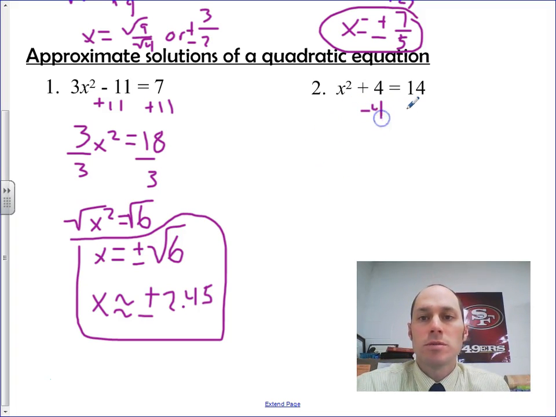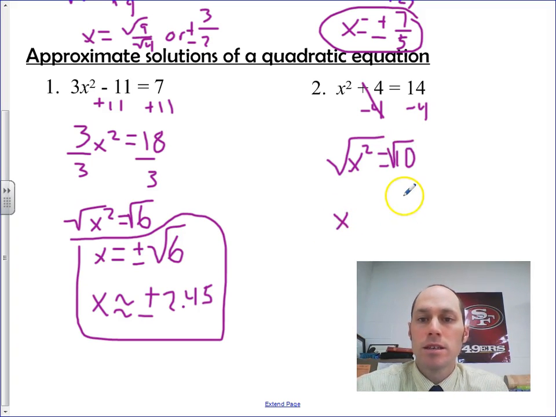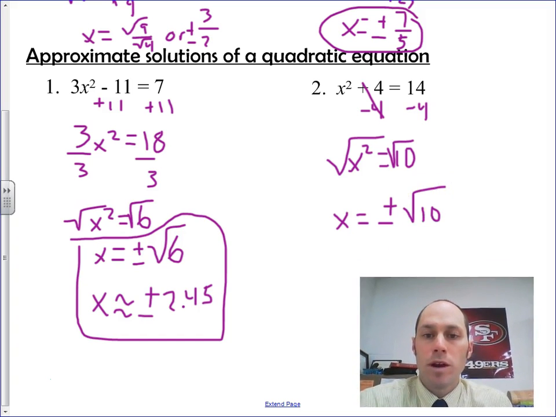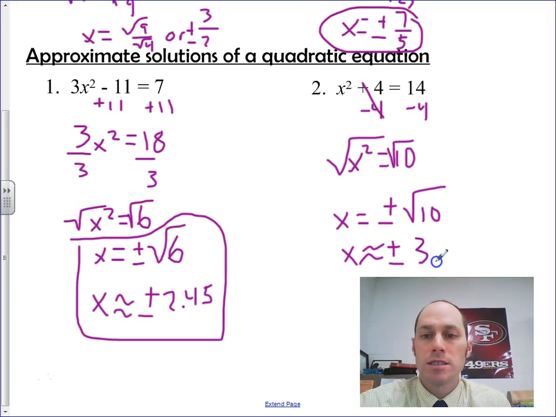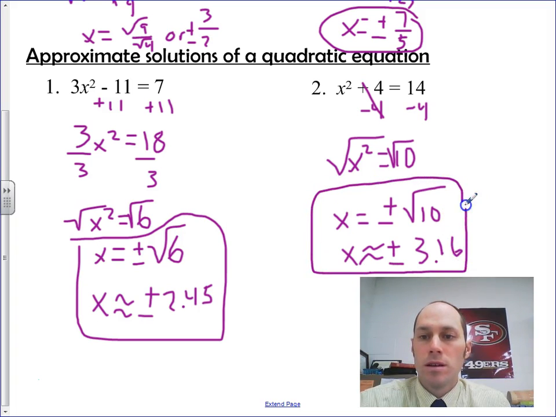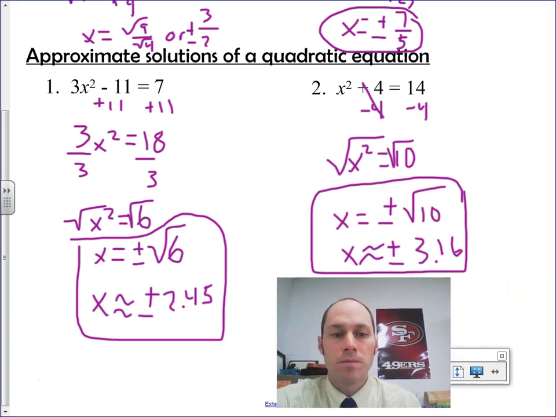So number 2, we'd subtract 4 from both sides, x squared equals 10. And we get square root. And when I take the square root of 10, well, there's no perfect square we can divide out of that. So it's going to be plus or minus square root of 10. If we want to approximate that, it would be approximately 3.16, to the nearest hundredth. So either would be acceptable, just depending on what you're looking for.